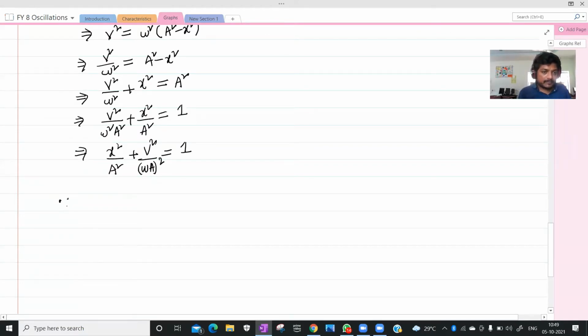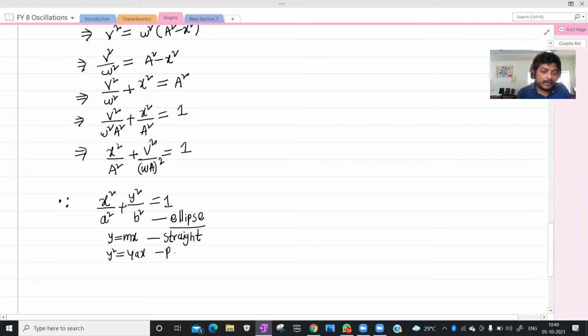Linear equation, sir. x square by a square plus y square by b square equals 1. Which type of equation is it? Linear equation, sir. It is not linear. Linear means only x and y will be there. Now it is an ellipse. What is y equals mx? It is nothing but a straight line. For example, y square equals 4ax is a parabola.